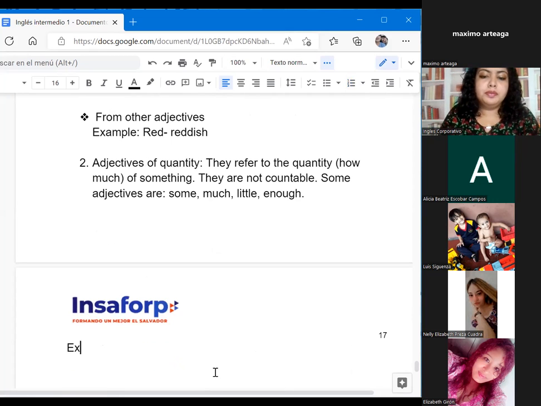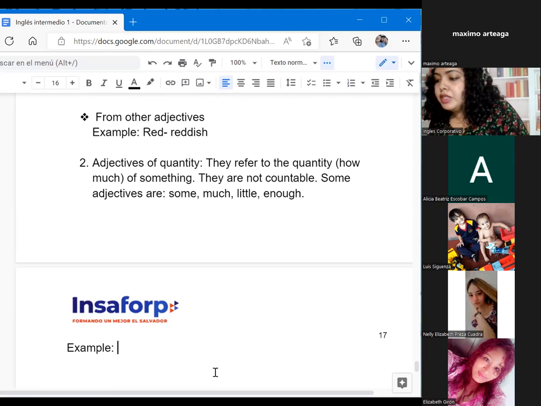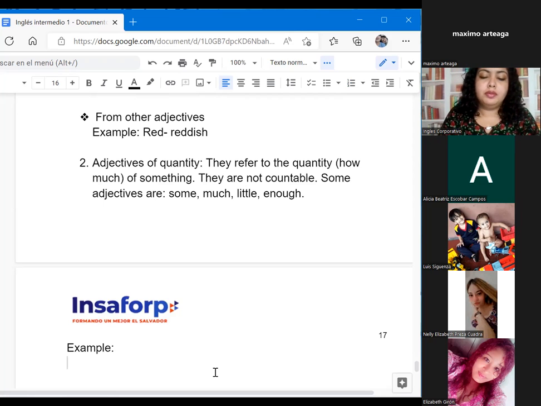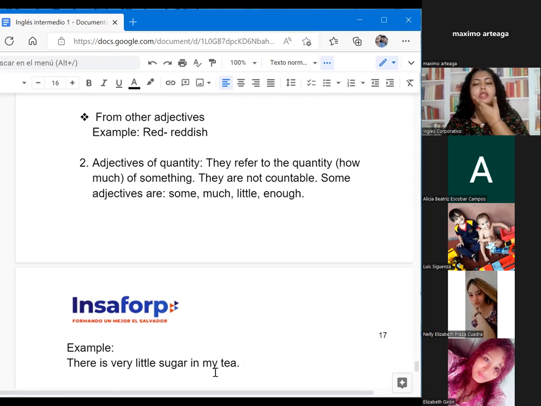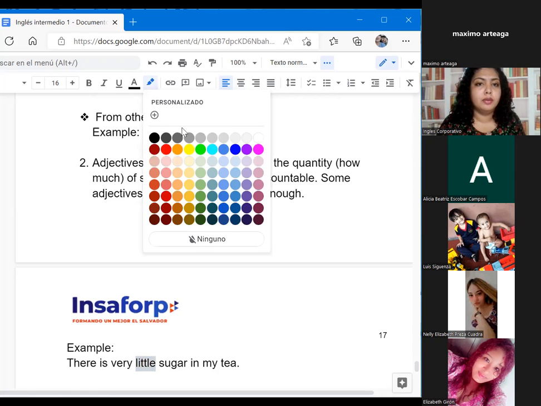And we have an example. There is very little sugar in my tea. So in this case, we're using little to refer to that we don't have a lot of something. Hay poca azúcar en mi té. So little is referring to that. Está refiriéndose a que hay poca cantidad de algo.